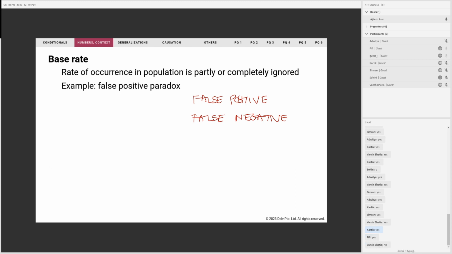Okay, I see a yes from Karthik and a yes from Fifi as well. Fifi, if I've pronounced your name incorrectly, please let me know. A no from Vansh, and Karthik is saying in COVID tests. I totally agree. Shohini, yes, but not in terms of the GMAT.